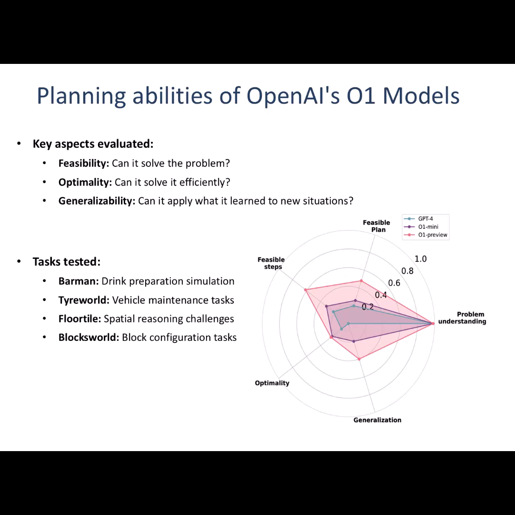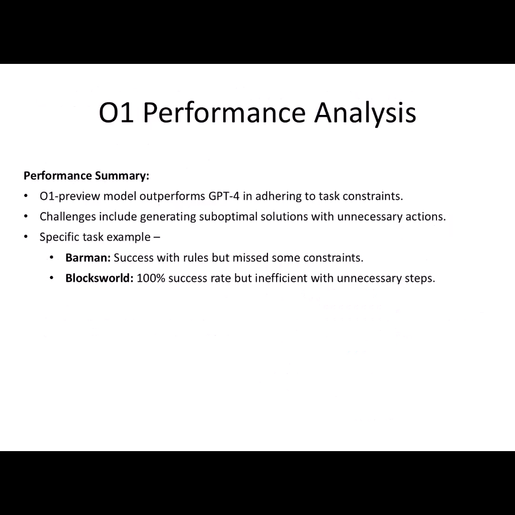Sure thing, Anu. The study looks at three key aspects of planning: feasibility, optimality, and generalizability. They tested OpenAI's O1 models across various tasks like Barman and Tyreworld, which are really constraint-heavy, and others like Termes and Floortile that are spatially complex. The idea was to see how well these models could self-evaluate and follow constraints.